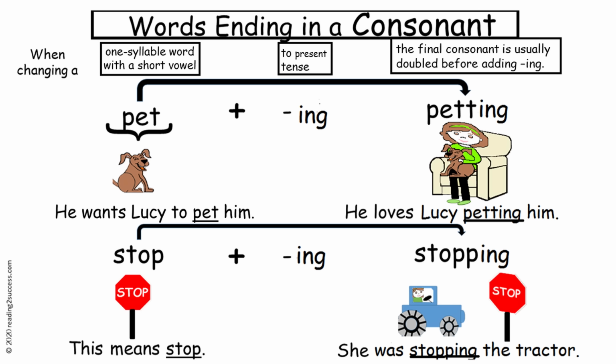And our second example, the word is stop. We add ing to make stopping. And our two sentence examples are, this means stop, and she was stopping the tractor.